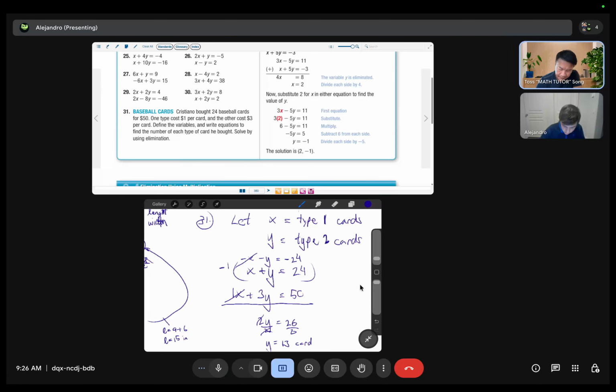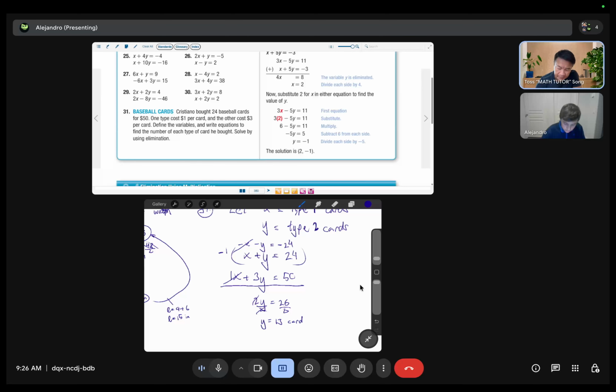13 cards. The type 2 or the other type. But you don't have to specify that. Some teachers want you to write a sentence. I don't think so, because you're pretty far up there. You're in an accelerated course, so I don't think they care for that.